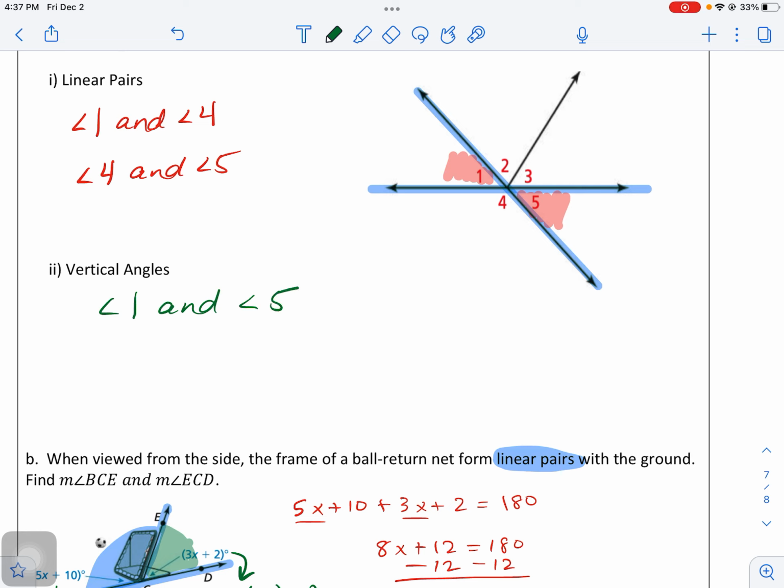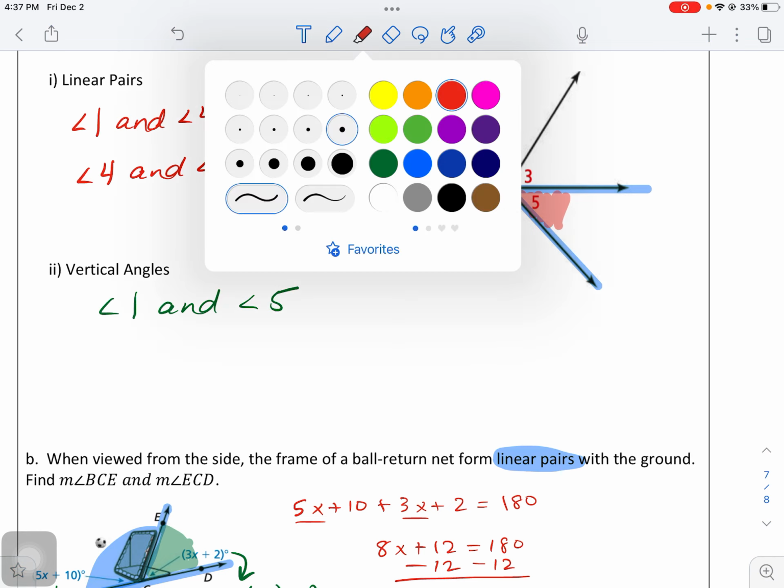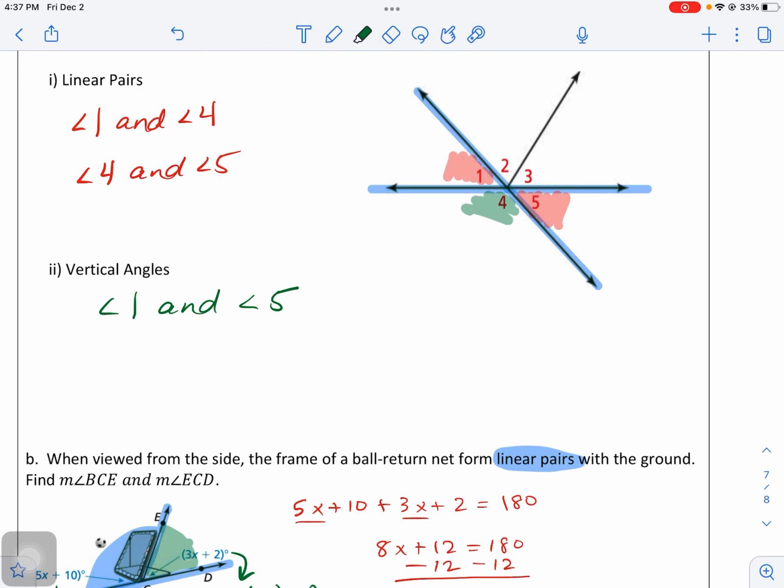Now, if you notice, we do have other vertical angles in here. Angle 4 is going to be vertical to angle 2 and angle 3 put together. So angle 4 is vertical to angle 2 plus angle 3, like when they add together.